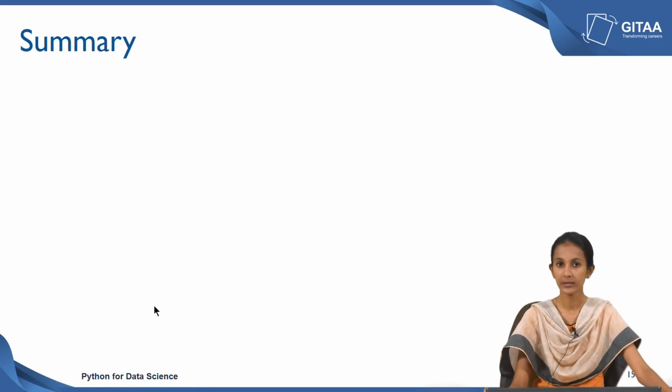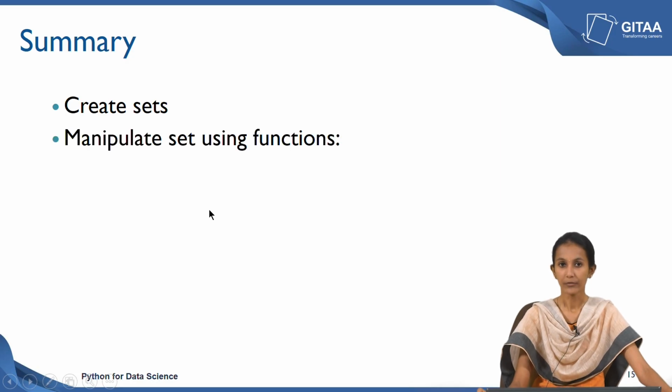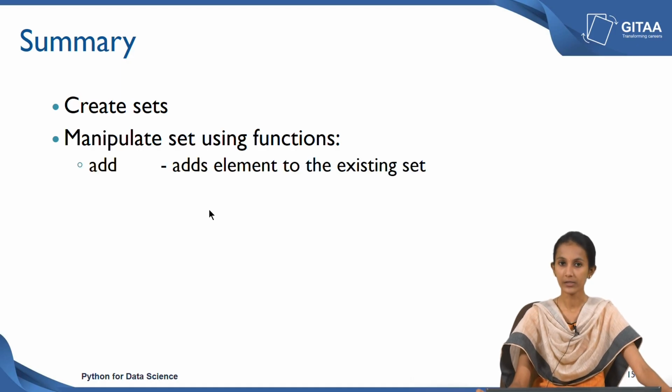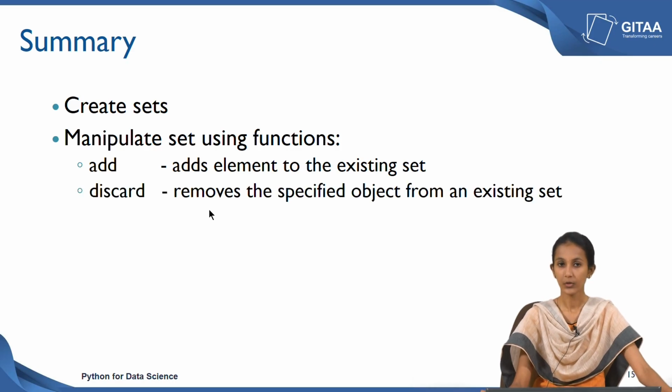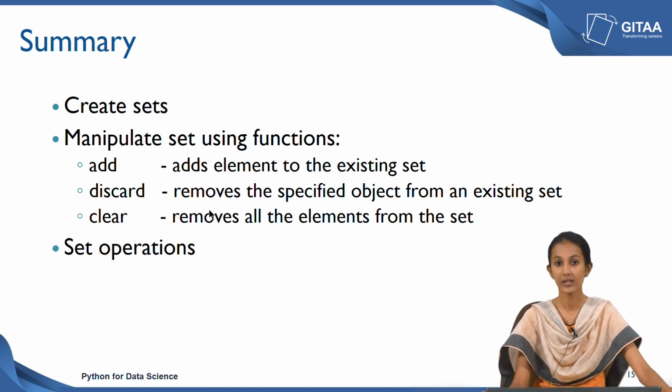Let us summarize. First we saw how to create sets. Sets are created using curly braces, with the values specified inside the curly braces, separated by commas. We also looked at how to manipulate sets using the functions available in Python. First we saw add, which adds an element to an existing set. We also saw how to remove specified objects: discard is the command, and clear removes all the elements from the set. And we also saw some of the set operations: union, intersection, difference and also the symmetric difference. Thank you.